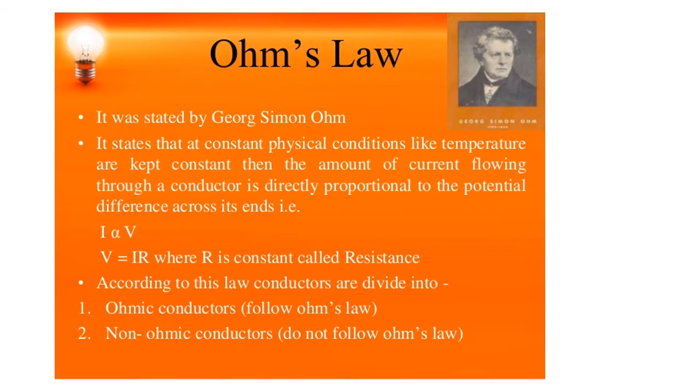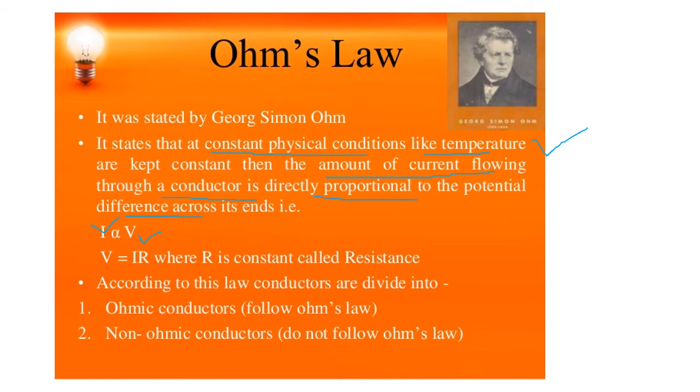According to him, at constant physical conditions like temperature, that means there should be a constant temperature, the amount of electric current flowing through a conductor is directly proportional to the potential difference across its ends. So here the current is denoted as I and the potential difference is denoted as V.